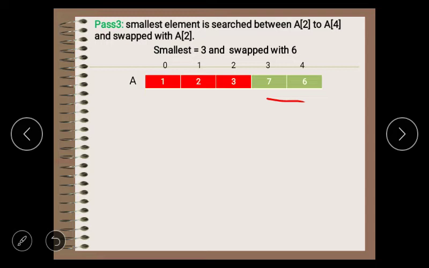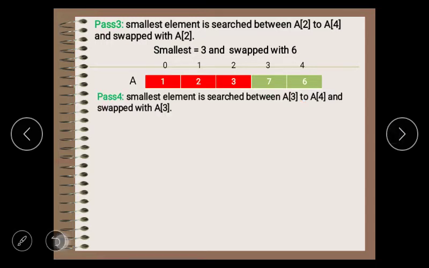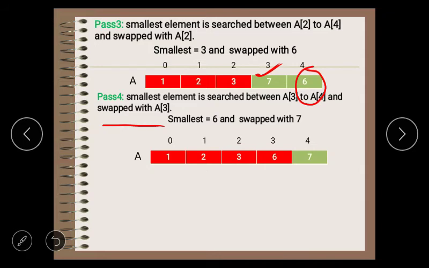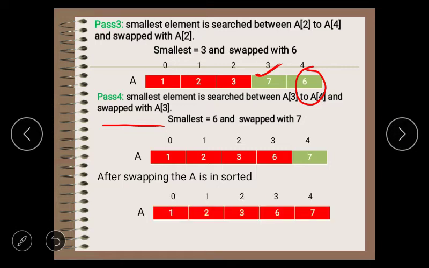And take the fourth pass. The smallest element is searched between A[3] to A[4], and that smallest element should be swapped with A[3]. From the above array, the smallest element is 6 and that should be swapped with A[3], that is 7. After swapping, this is the array. So now this array is sorted, and finally we get the array A with sorted elements.